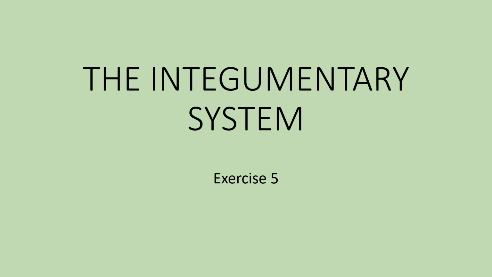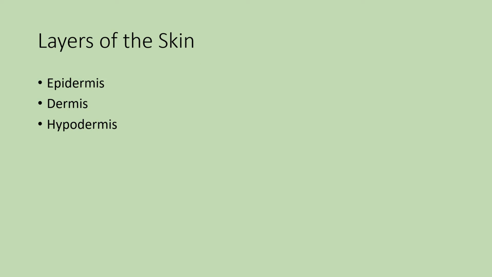Exercise 5 is the integumentary system. This is going to be dealing with the skin, which is its own system. The integument, the skin itself, is the largest organ in the body. The skin is divided into different layers: the epidermis, the dermis, and the hypodermis. This is moving superficial to deep.